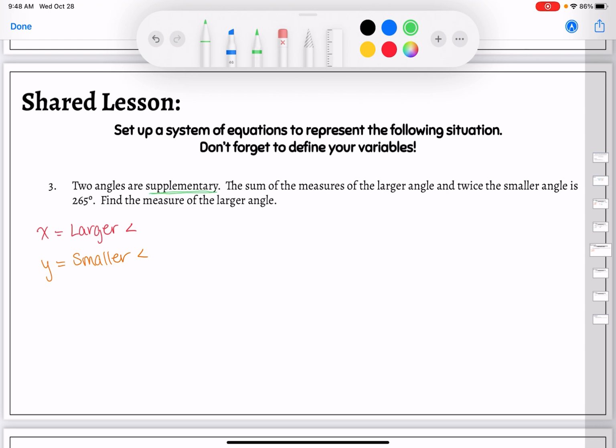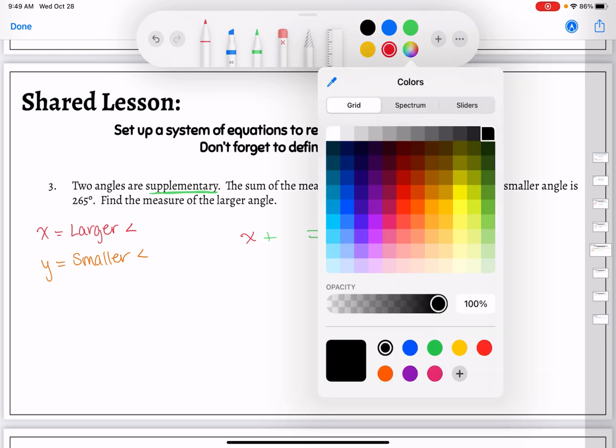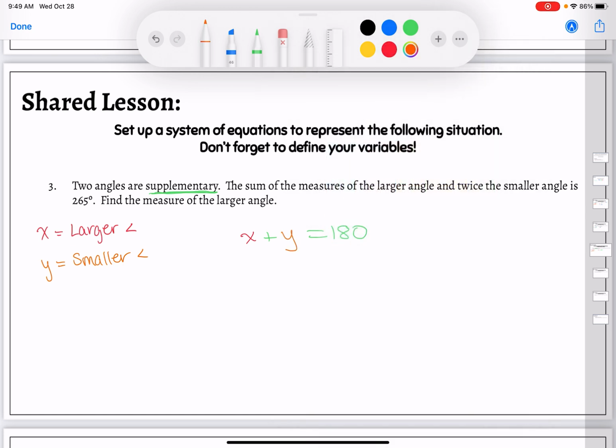They are supplementary. So if we remember back to Unit 1, supplementary angles means that they add up to 180, right? So I'm going to add the larger angle plus the smaller angle, and they're going to add up to 180 degrees. There's our first equation, x plus y equals 180. So when they told us that they are supplementary, that creates an equation for us when we're using a system.